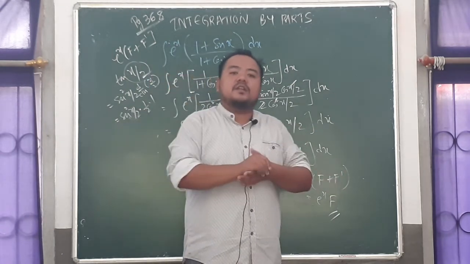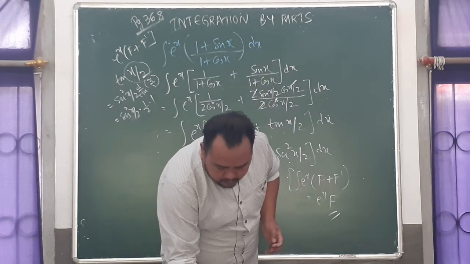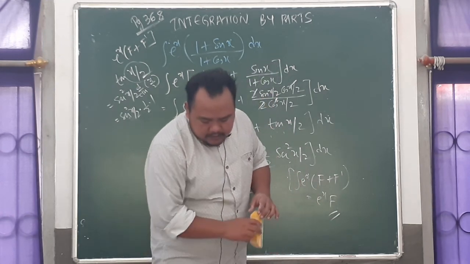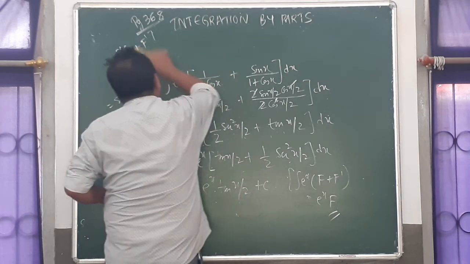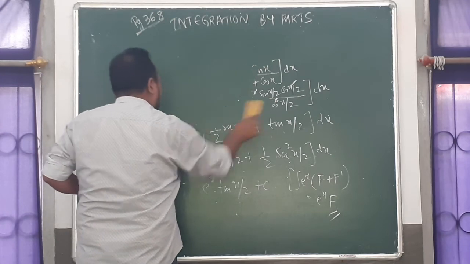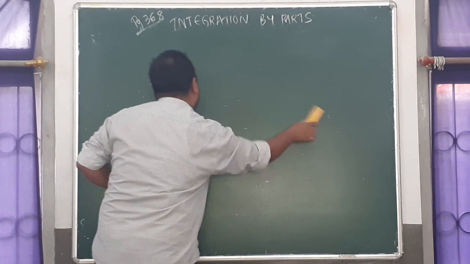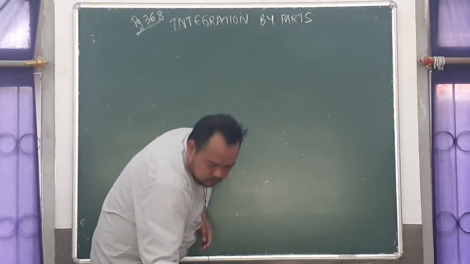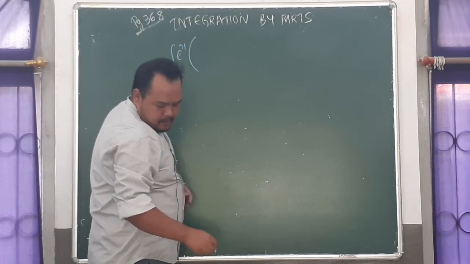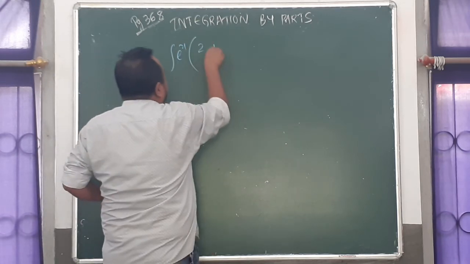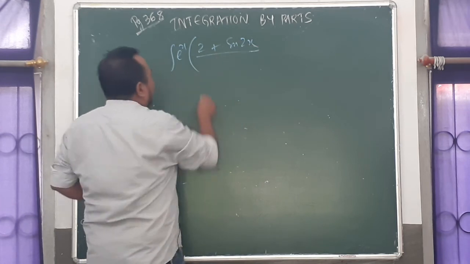Is that clear? The sums I'll be sending you as PDFs, and for the property you can write a few questions. Okay, I'll just do one more. So this is question number 55 from the property, and next class I'll do questions on expansion of by parts. So one last question. Question number 55: integration of e to the power x, open bracket, 2 plus sin 2x divided by 1 plus cos 2x.